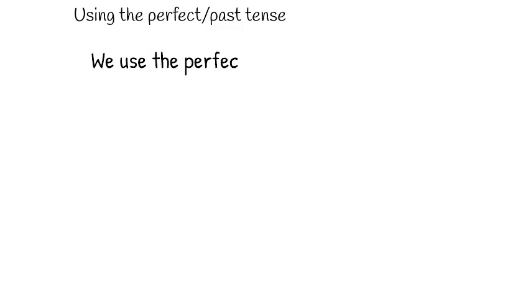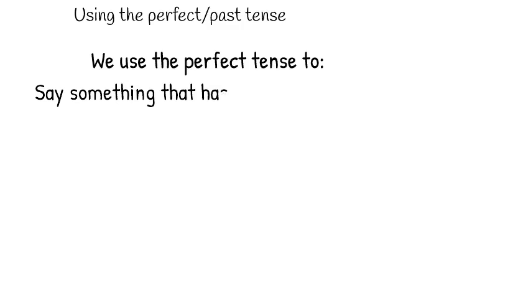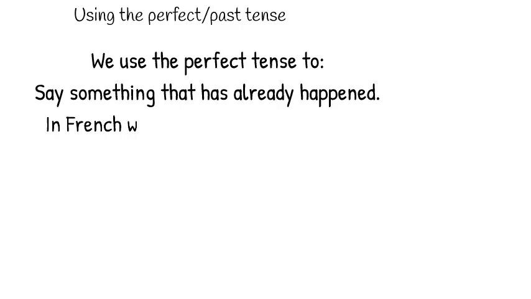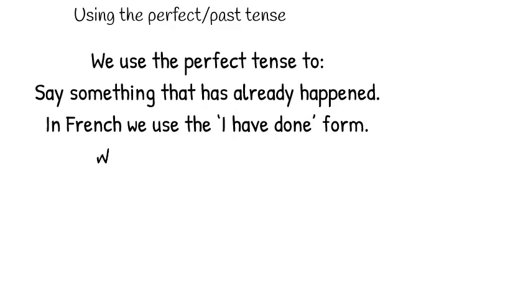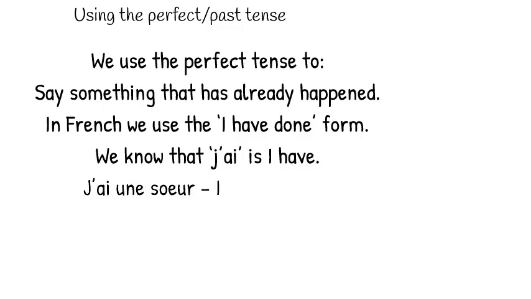Now, let's have a look and see when we use the perfect tense. We use the perfect tense to say something that we have already done, something that is in the past. In French, we use the "I have done" version of the verb. Okay, we know that j'ai is "I have", so we know the first part already. For example, we learned j'ai une sœur, I have a sister.